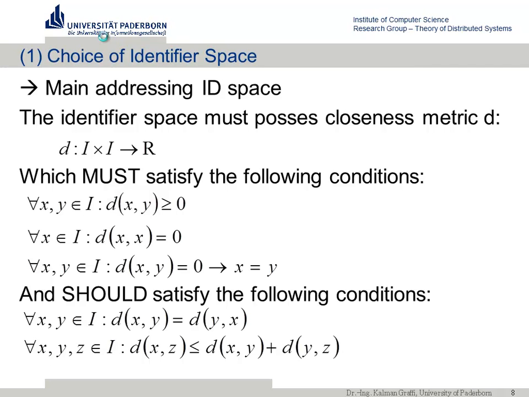And it should also satisfy the following conditions. It should, but it doesn't have to. There are some examples where this is not given. The distance from x to y should be the distance from y to x. That will be important later: if you want to route from x to y, then typically the length of the route should be the same the other way around. And also the triangular inequality should be fulfilled.